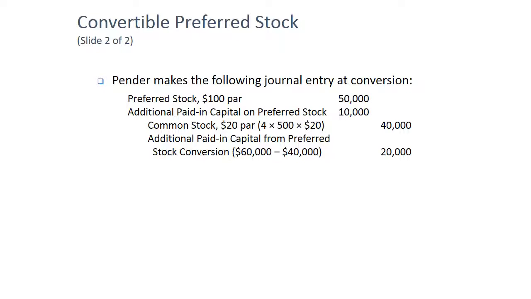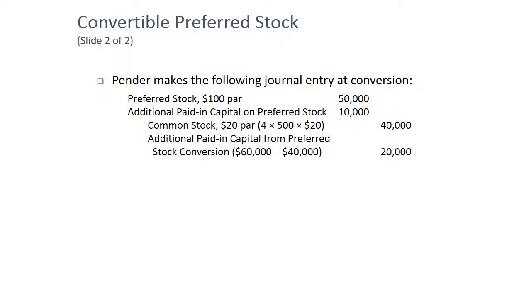Watch. Preferred stock will be debited for its par value, the 500 shares times the $100 par. The additional 10,000 received, because they received a total of 60,000 when they first sold it, will be debited to additional paid-in capital preferred stock. So now we've eliminated the preferred stock because we're converting it into common. So now the question is, where does that 60,000 go to?